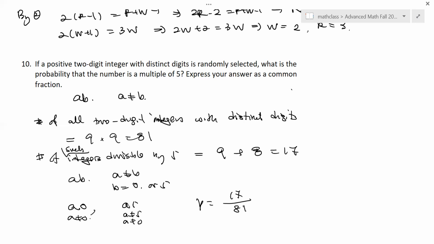You divide them into 2 groups. You have to make sure the digits are different. One group, the unit digit is 0, otherwise the unit digit is 5. And the first digit anyway cannot be 0. Then it cannot be 5 in the second group. That's why there are only 8 choices. Just be careful, right? It's 17 over 81.